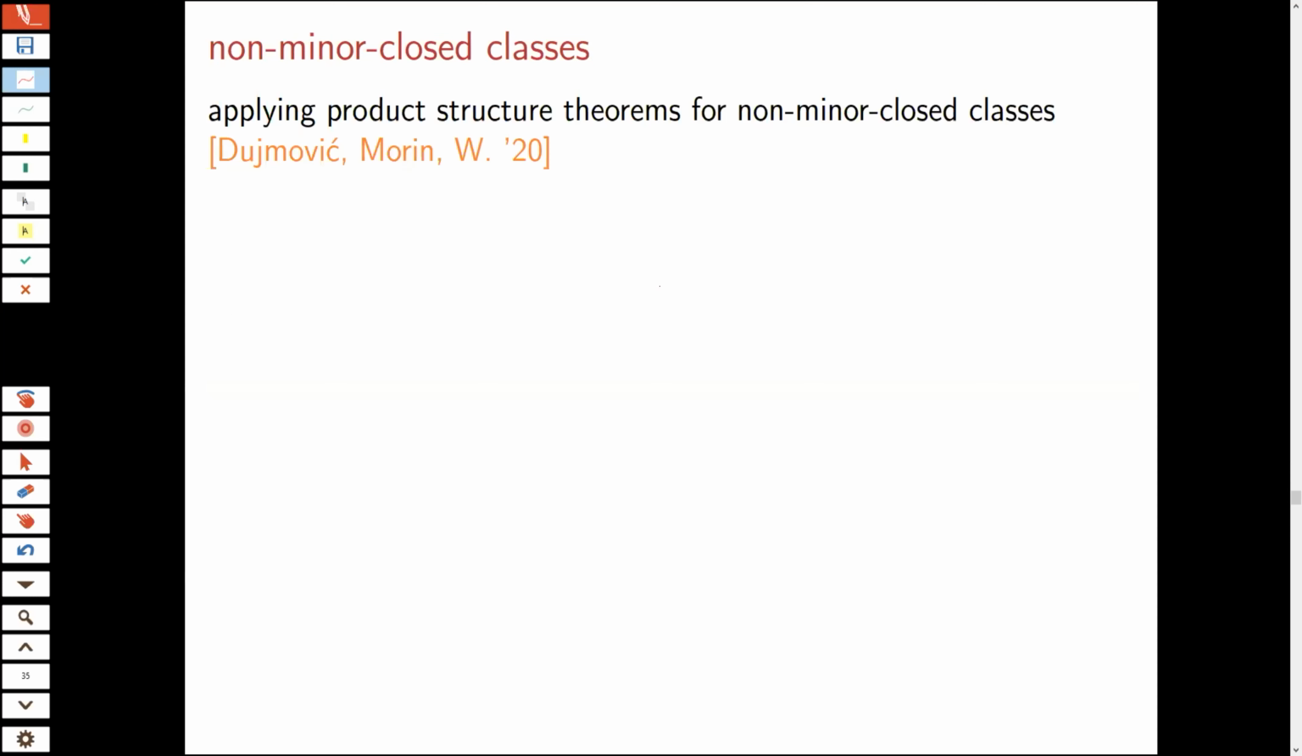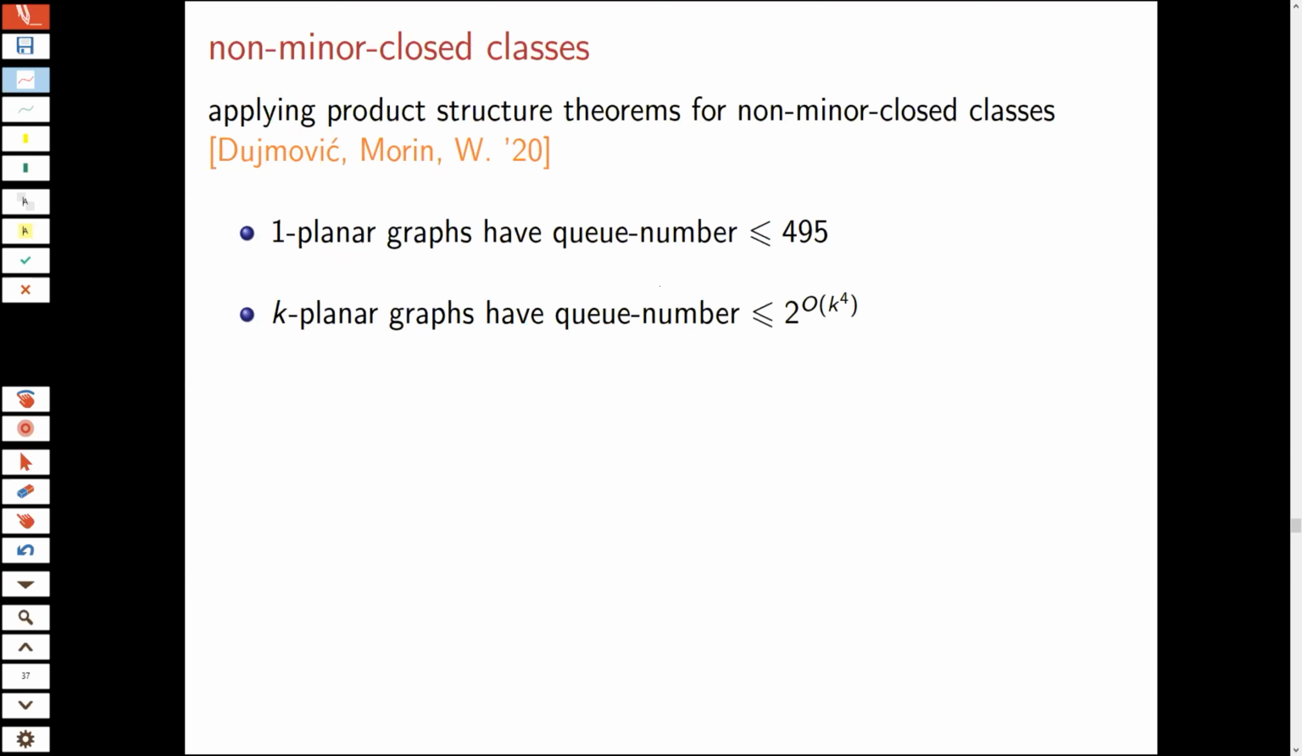Now we can apply the recently discovered product structure theorems for non-minor closed classes to get lots of different results. For example, one planar graphs. These are the graphs that can be drawn in the plane with at most one crossing on each edge. They have Q number at most 495. That number is probably not tight. k-planar. Here you have at most k crossings on each edge, and we get an upper bound. Doesn't really matter what that is. It's just some function of k.